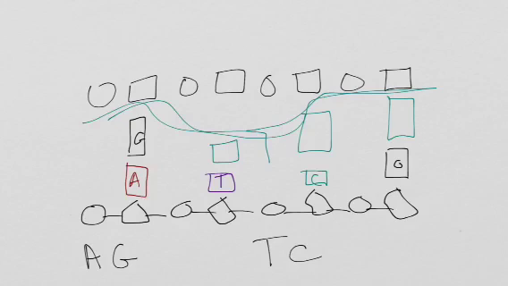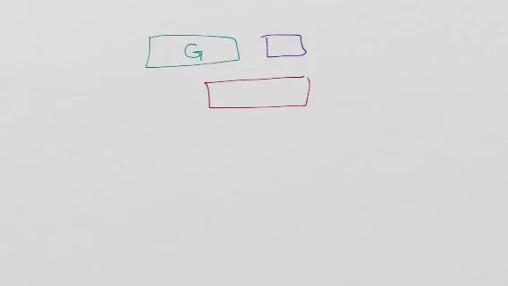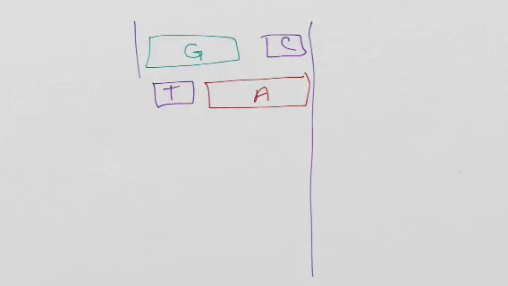You cannot have that. That is why we always have a larger G bound to a smaller C, or we always have a larger A bound to a smaller T. Okay, so if we put C here and we put T here, this makes sure that our DNA strand is going to be even the whole way through. That is super important.